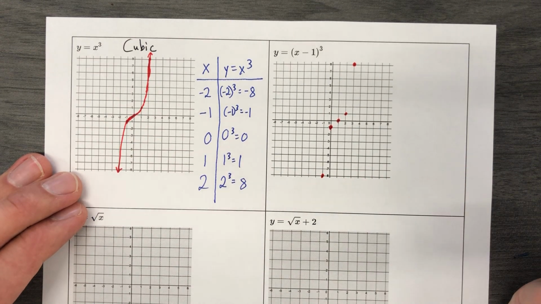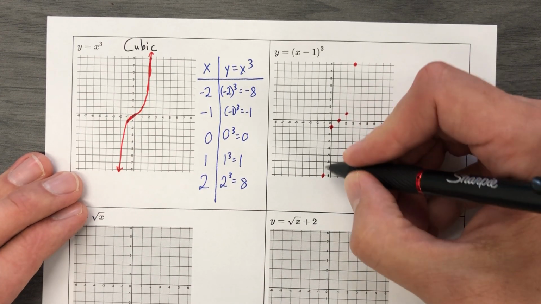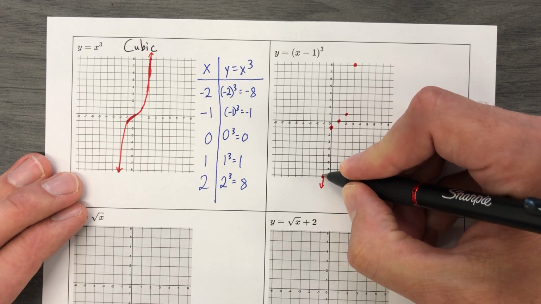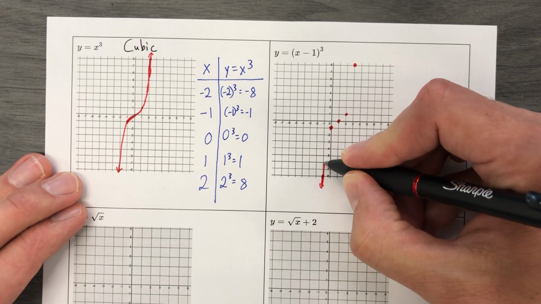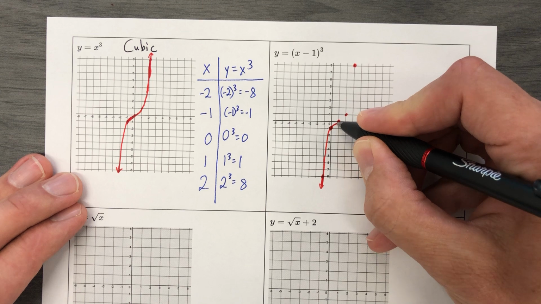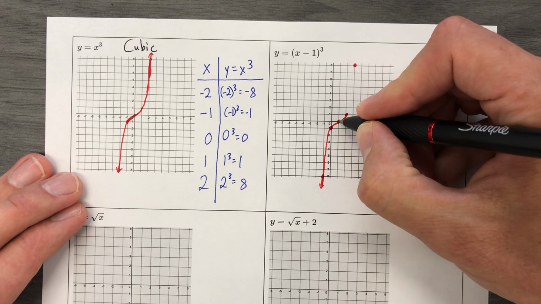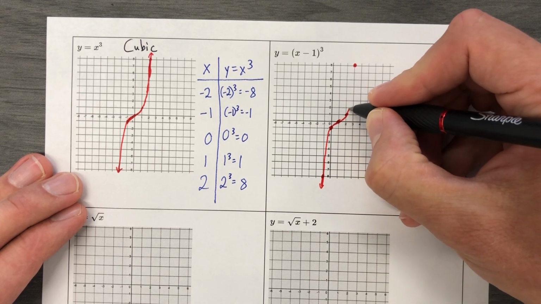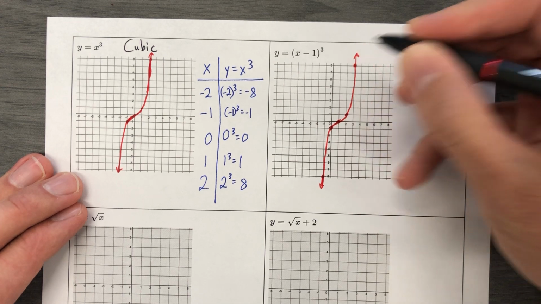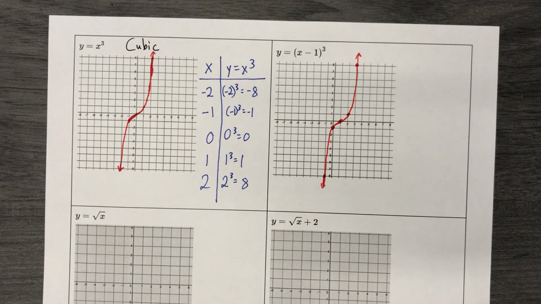So -1, -8. There we go. Let's connect these, make them nice and pretty. I'm going to get the shape of this one much better. Free-handed first try. Oh no, I missed that point right there. Okay, there we go. Roughly okay. And those are cubic.